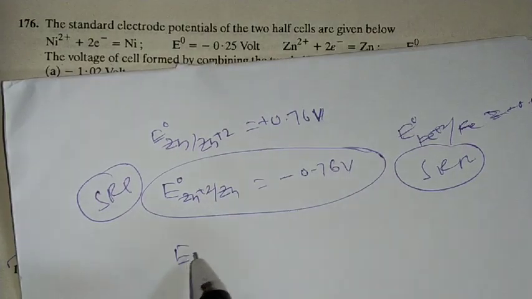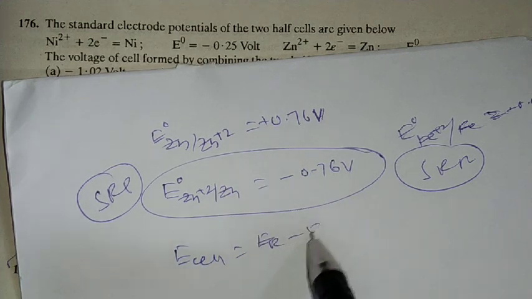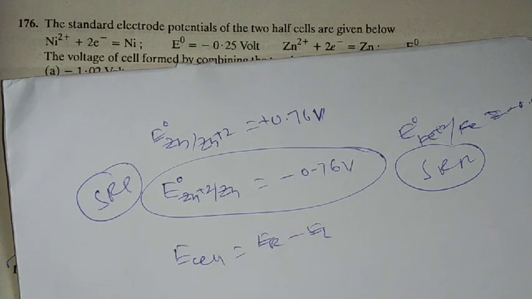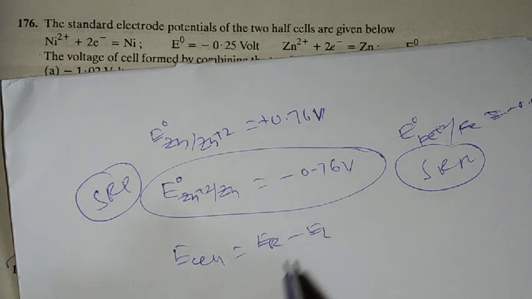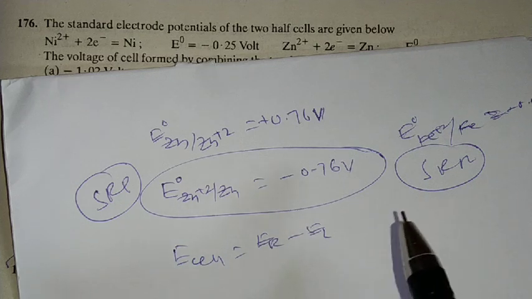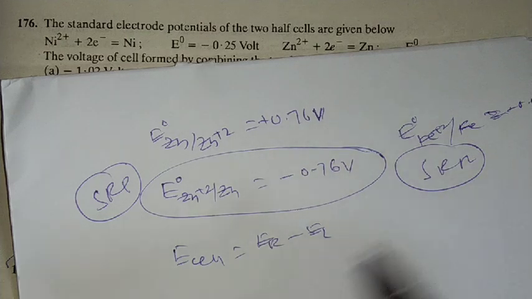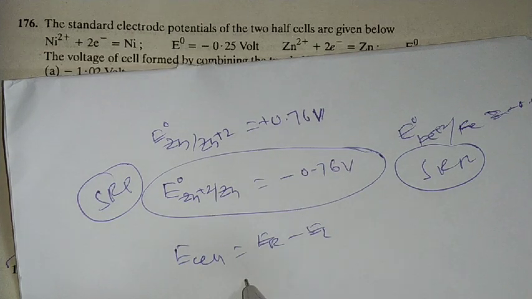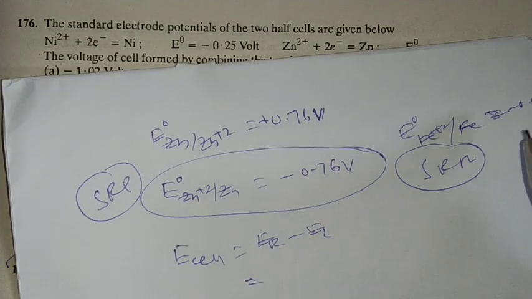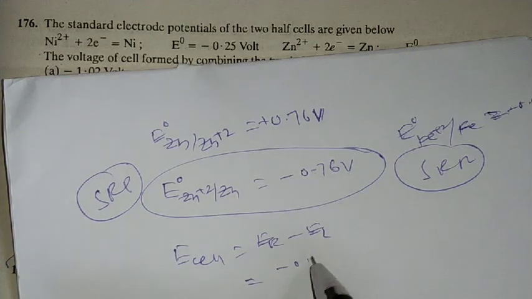What is the formula? Just now I said to you, EMF of the cell is equal to E right minus E left. So here again one question arises, which will we take as E right, which will we take as E left. If both are SRP values, the one showing the highest negative value is E left, the EMF of the left half cell. Highest negative potential is the left half cell, lowest negative potential is the right half cell. So E right here is 0 minus 0.44.